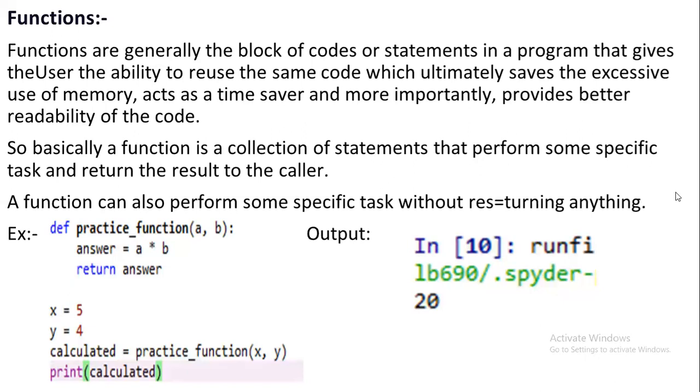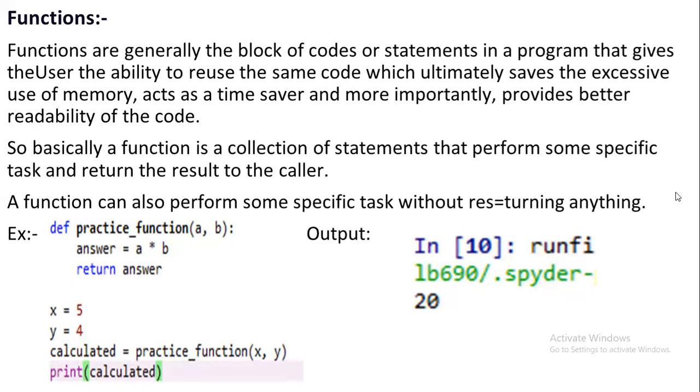Fine. So basically a function is a collection of statements. It can be one line, two lines or multiple lines. So a collection of statements that performs some specific task and returns the result to the caller. A function can also perform some specific task without returning anything. Fine. def practice_function(A, B): answer = A * B, return answer. So here, how we are defining the function definition is okay. You need to know how you can write the function.